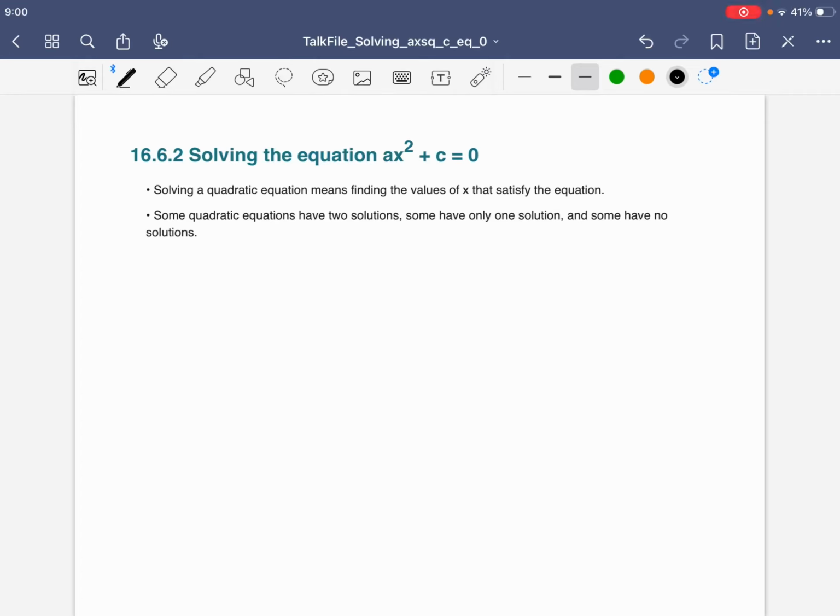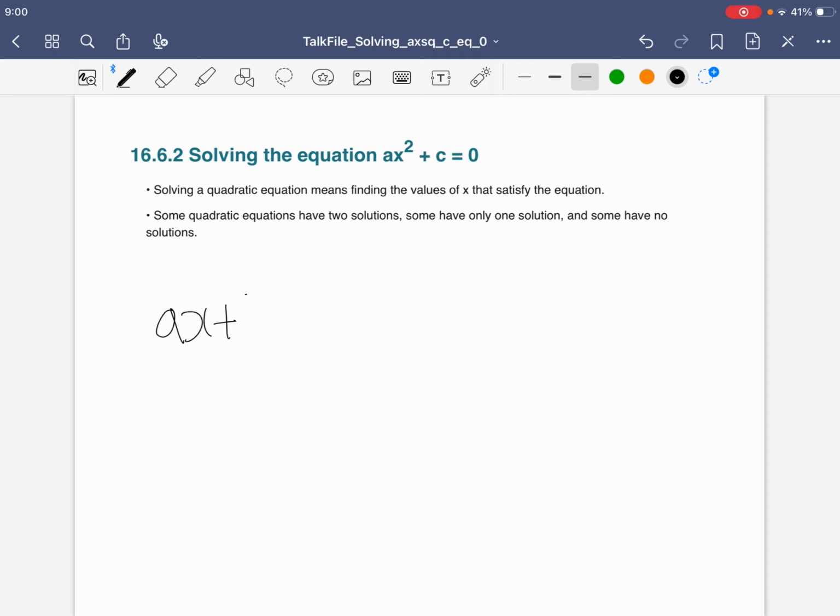Hello everyone. In this video, we are gonna learn how to solve a specific form of quadratic equations. Basically, solving an equation means finding the value of x that satisfies the equation. Let's say linear equations. They are way easier than quadratic equations.